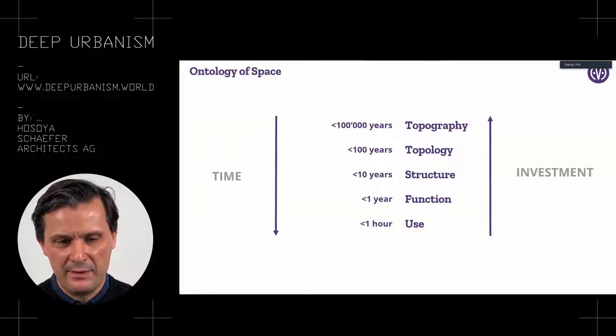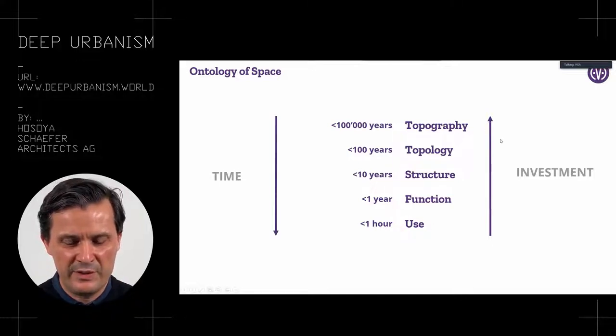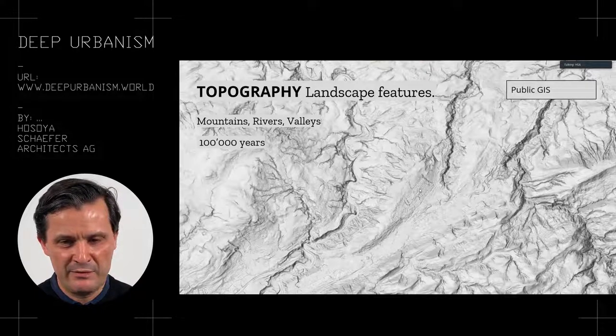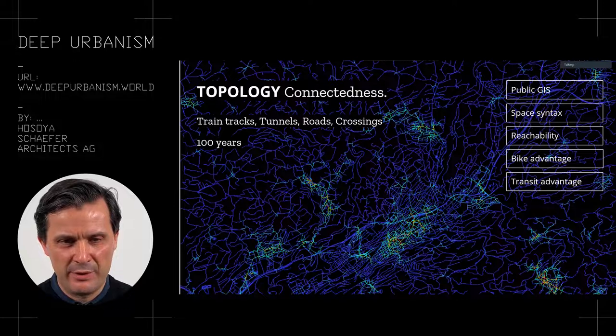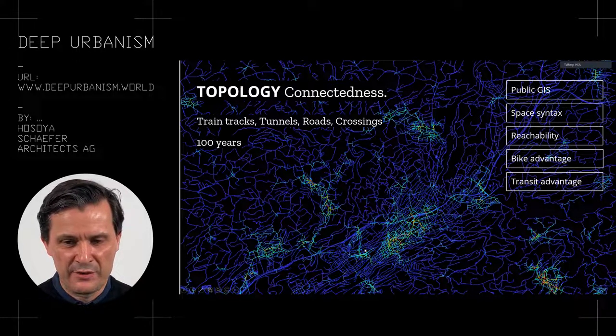And we are embedding this into these layers, which you by now know from topography, topology, structure, function, and use, where the time scale gets increasingly fast, but the investment gets increasingly more expensive and complicated. So this is the landscape features which I have shown you, where Switzerland is embedded in these mountains, rivers, and valleys, which have been transformed over hundreds of thousands of years, to which we then added the topology of connectedness, train tracks, tunnels, roads, and crossings. So here you see again space syntax showing us the old village and town cores changing over hundreds of years.